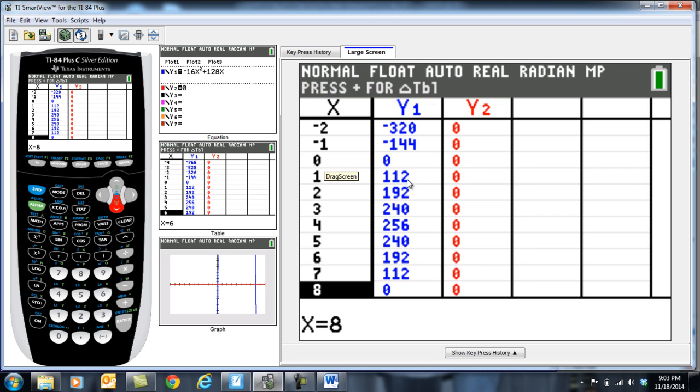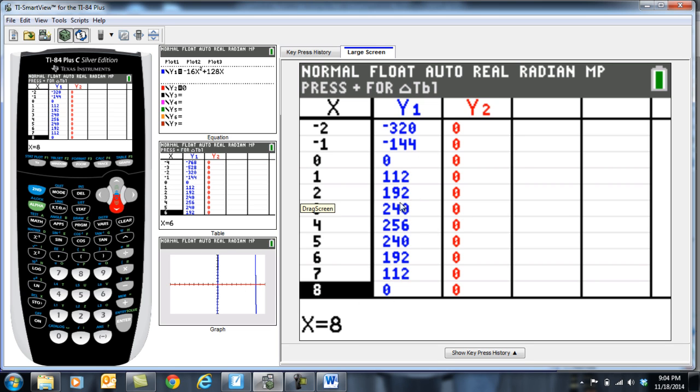The fact that these numbers are symmetric means that I can tell where my vertex is by looking at this table. I go from 192 to 240 to 256 back to 240, so the numbers are repeating themselves. So that's a good thing. So I can just use the table to answer my questions.